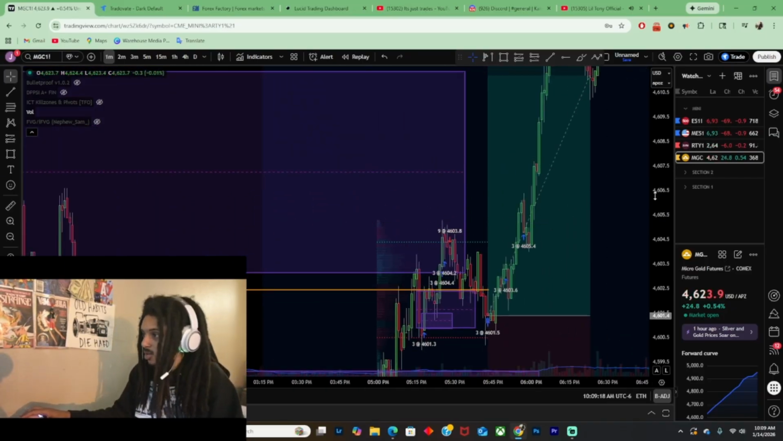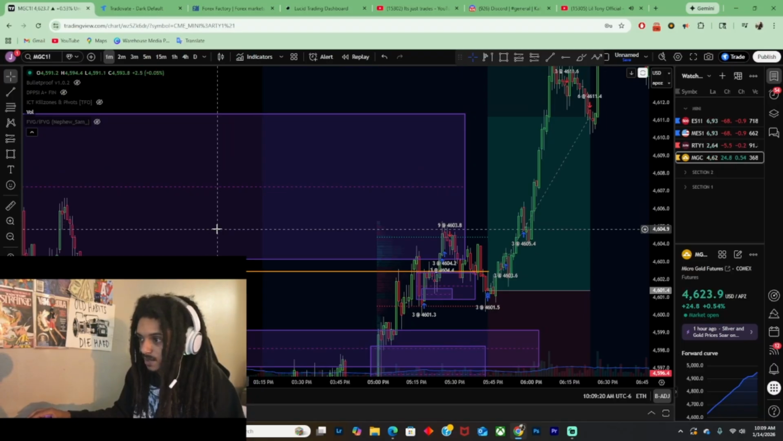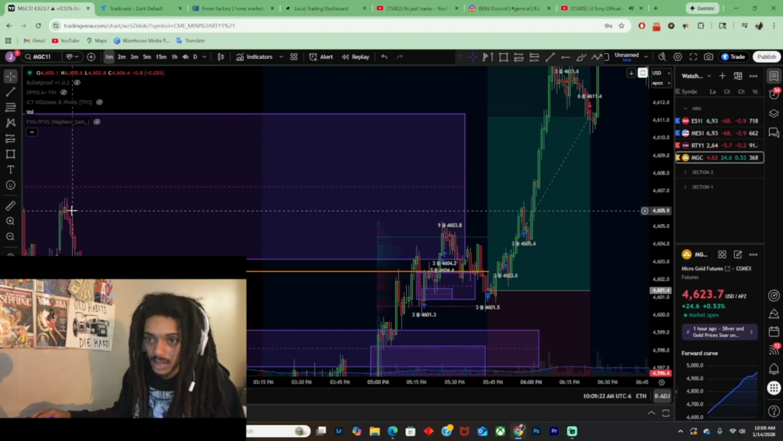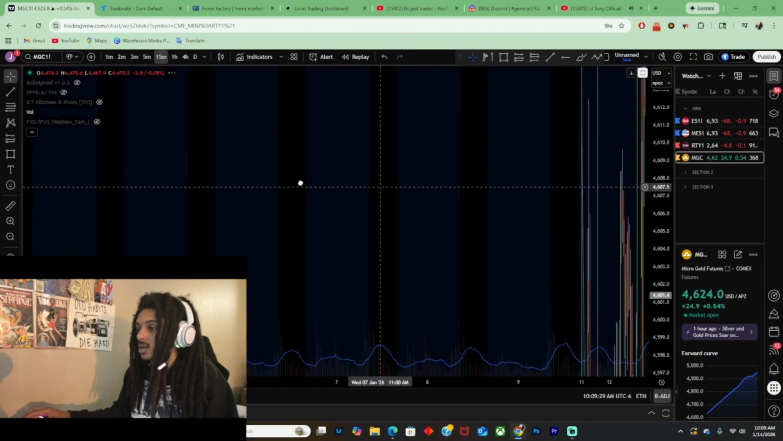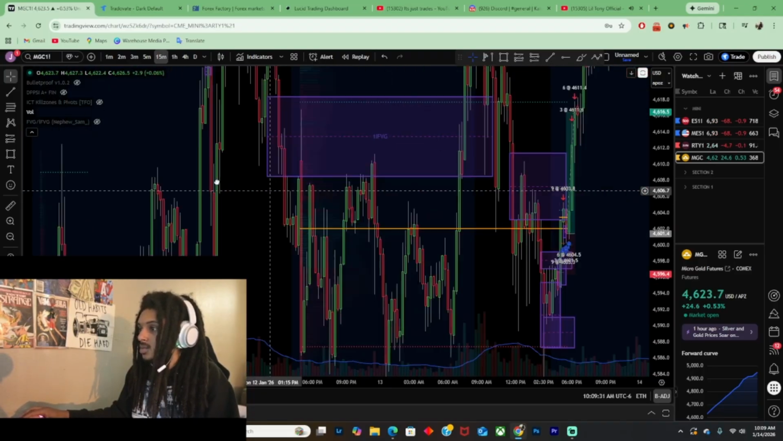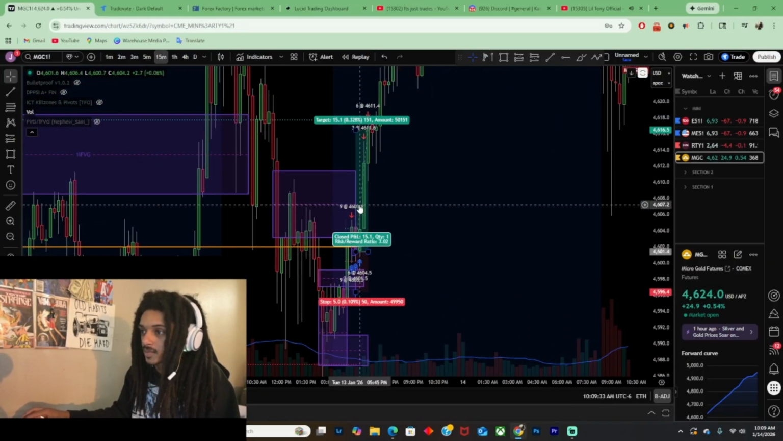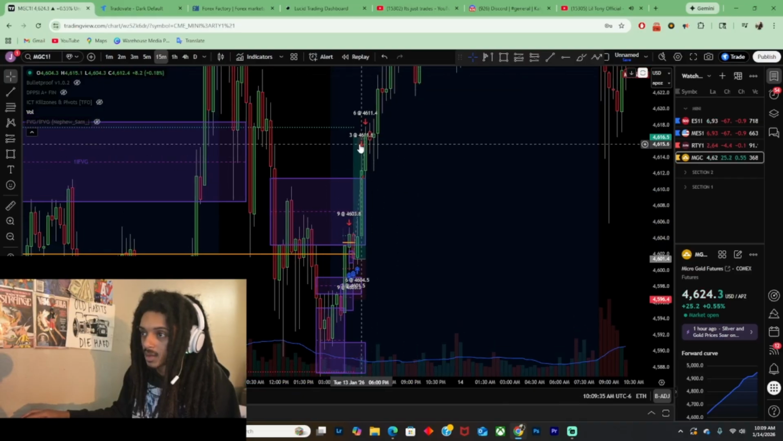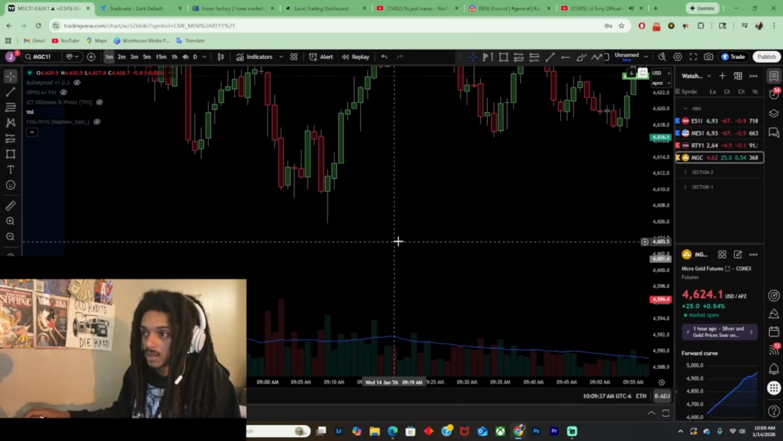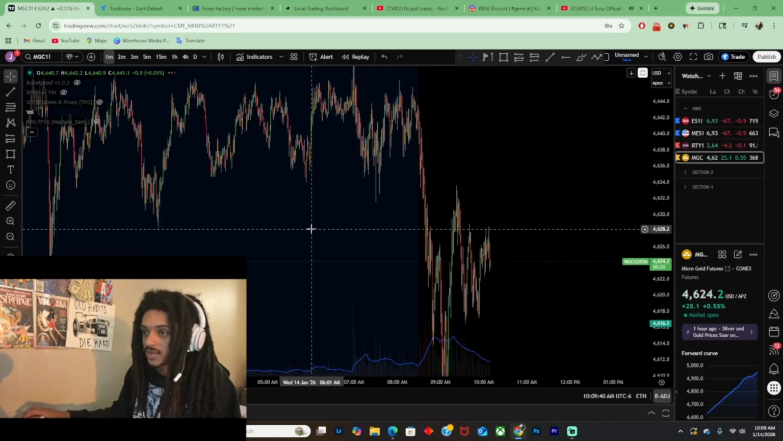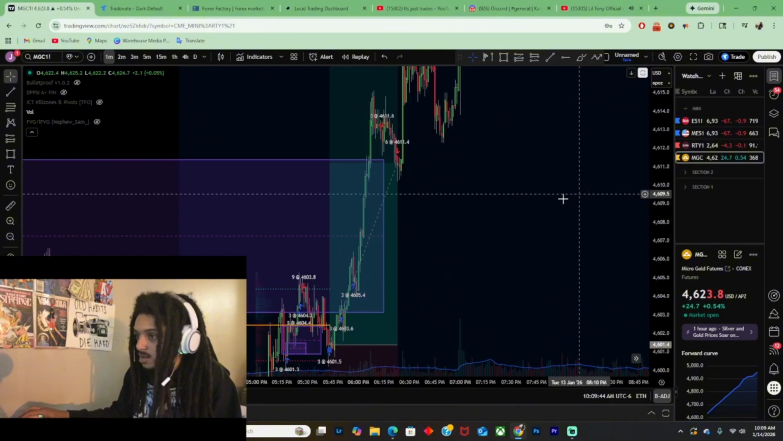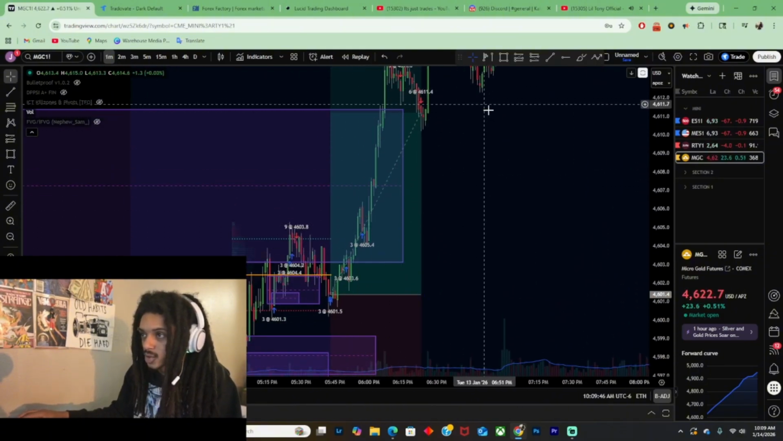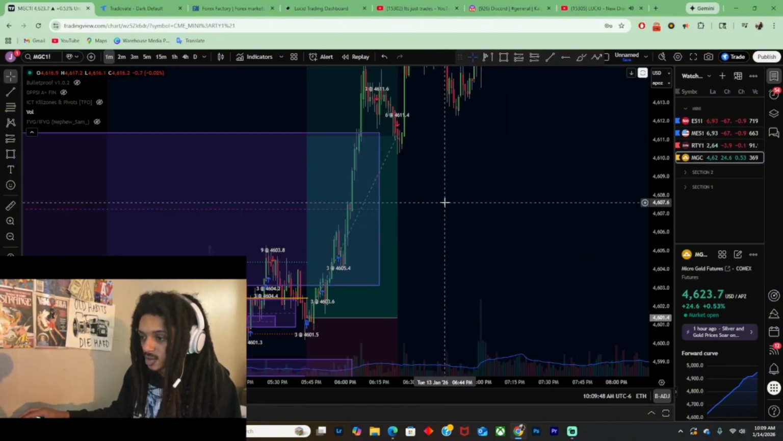And at this point, the only resistance I'm looking at is these small imbalances in the past, and then obviously this 15-minute gap that we're in. Let me zoom out. Here we go. So we get outside that 15-minute gap, and I was just super confident in this trade. Once we start trading out of this gap, I trail my stop pretty aggressively.